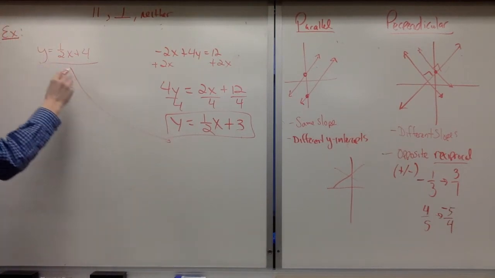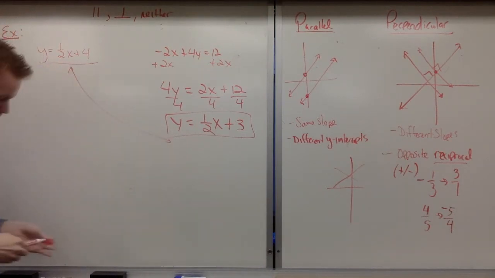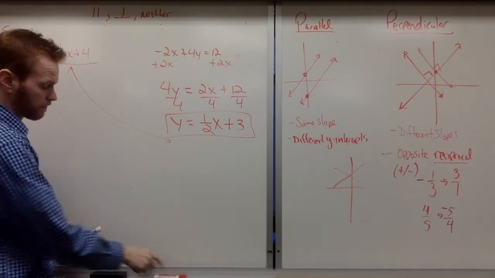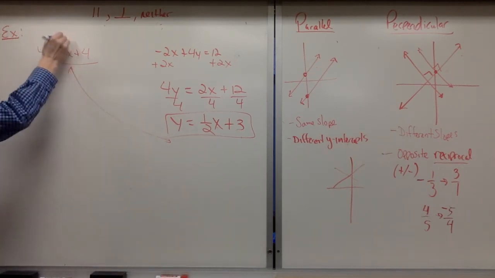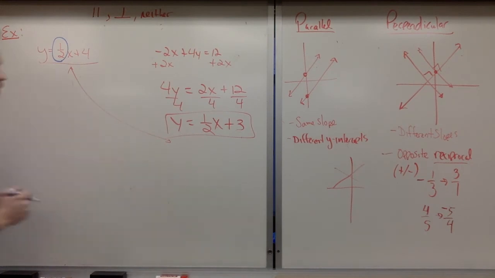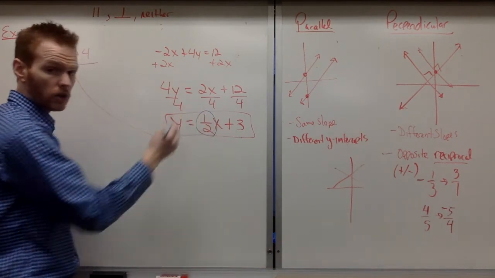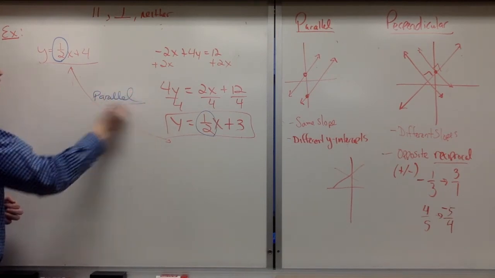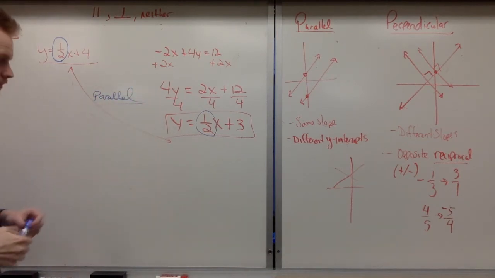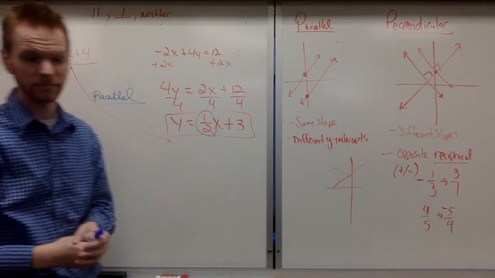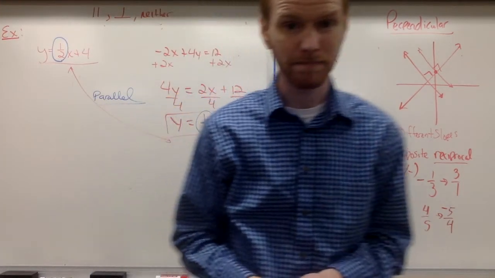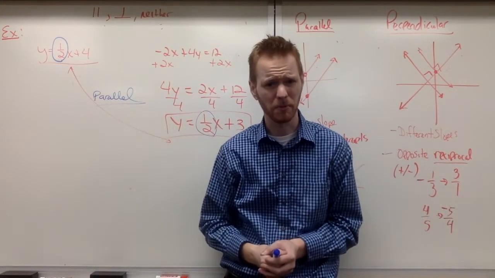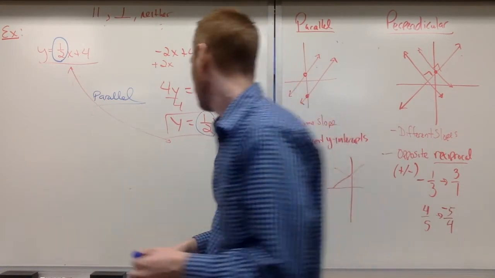Okay, now let's make a comparison. Remember, the slope's next to the x values. So the first one, we can see that it's a half for my slope. The second one is also a half. So I could say that these are parallel lines. Okay, that's it. I didn't mean for both examples to be parallel, to be perfectly honest.